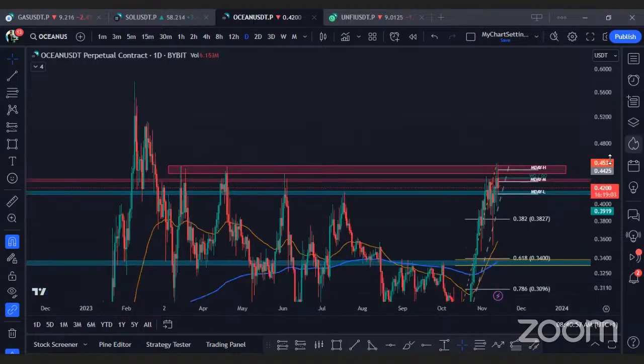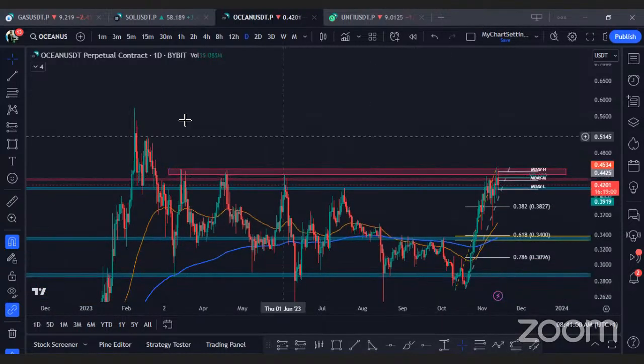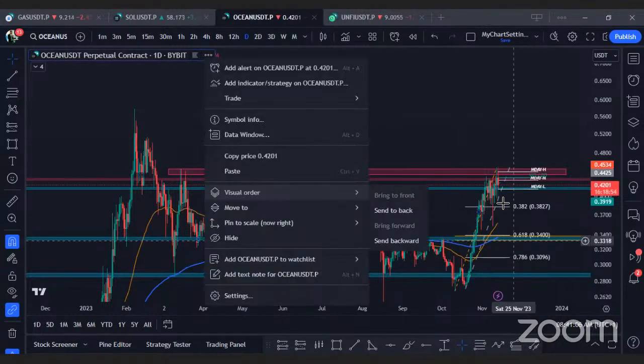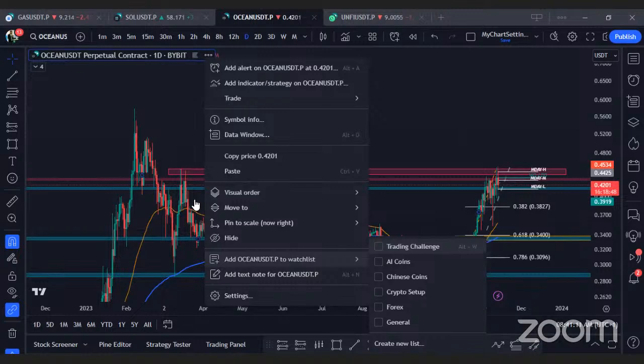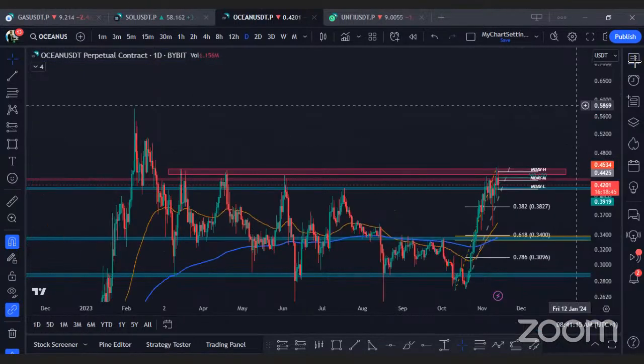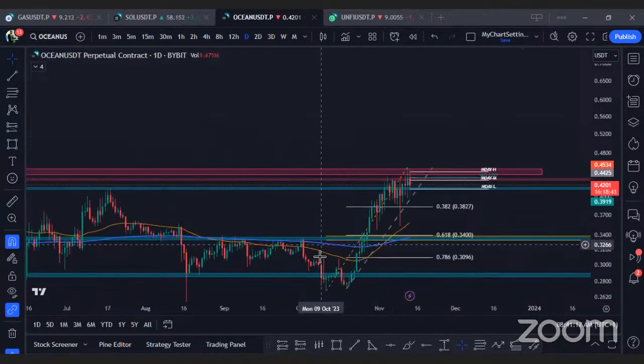So you want to equally pay attention to this token. If you want to trade it, pay attention to it and look for when it will break out, but looking at a pushback to that 382 level and start looking for long will be a good idea to take a trade. So Ocean should be on our watch list for us to be checking it very often. That is it about Ocean.